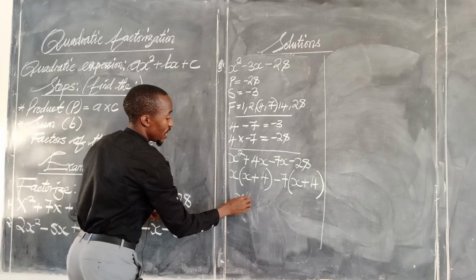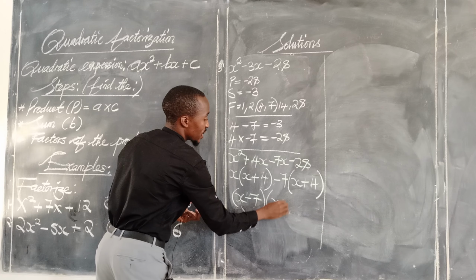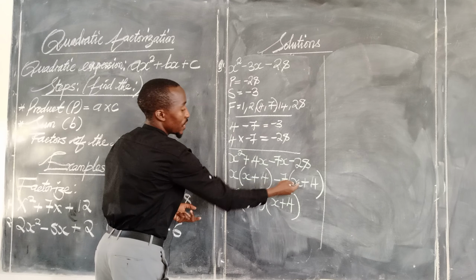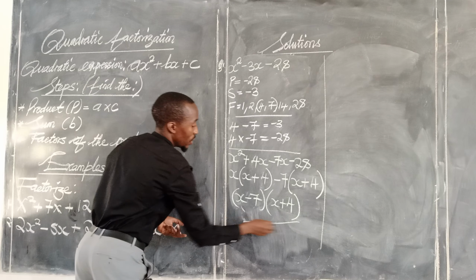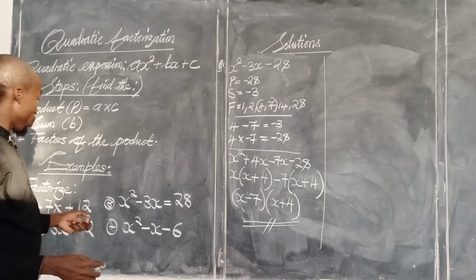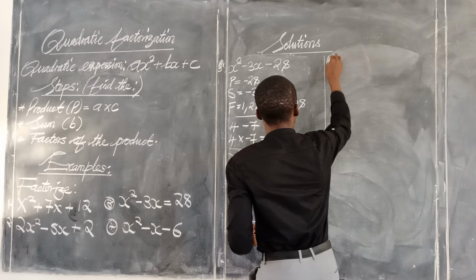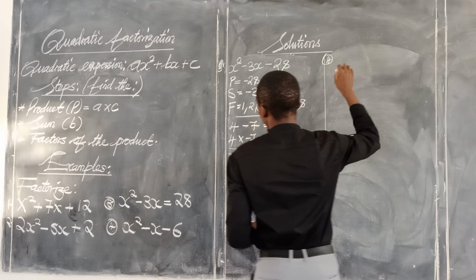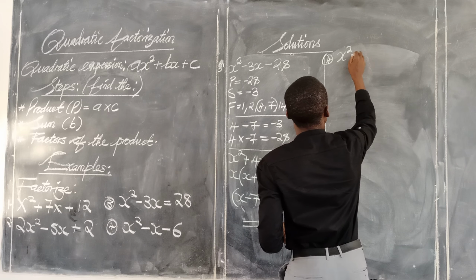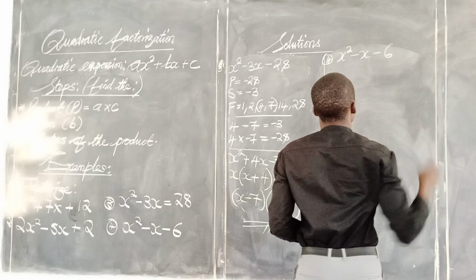So the answer is x minus 7 in brackets and x plus 4. When you reach this point, you just pick one, since they are the same. So there, we have factorized. Let's look at the last question, number 4: x squared minus x minus 6.